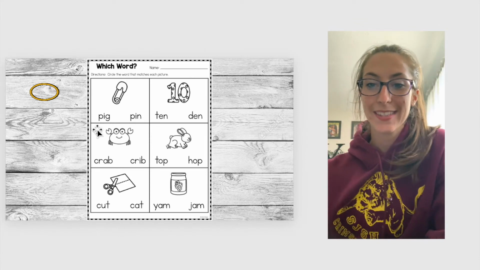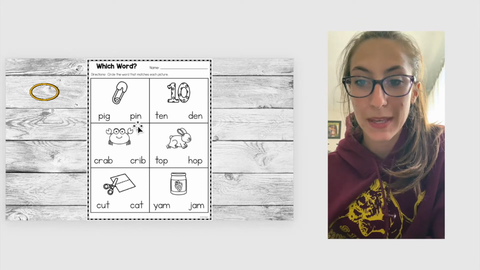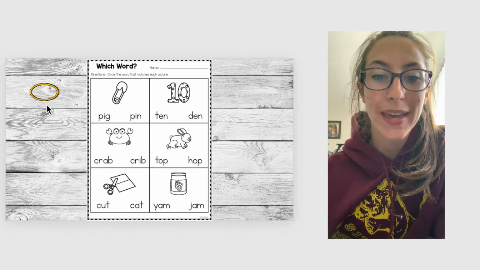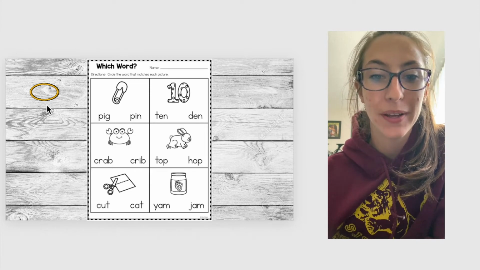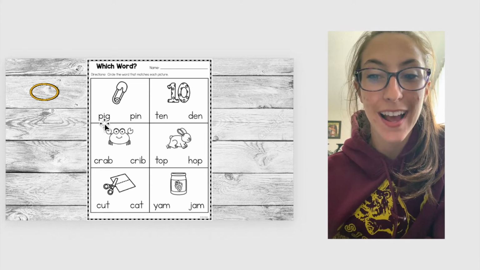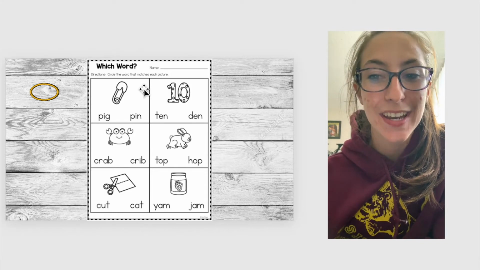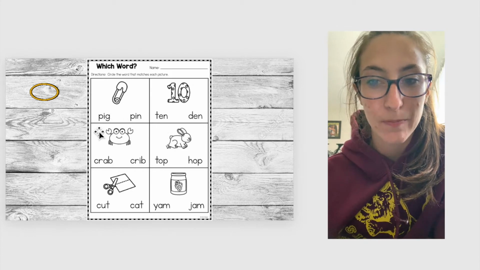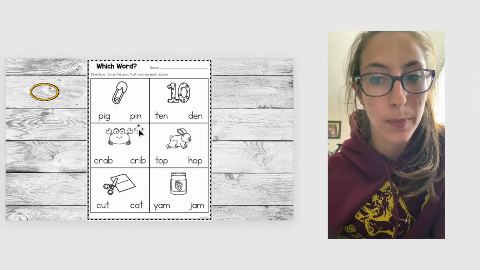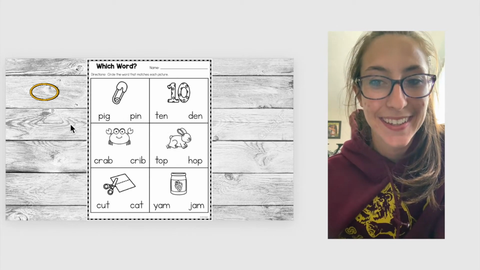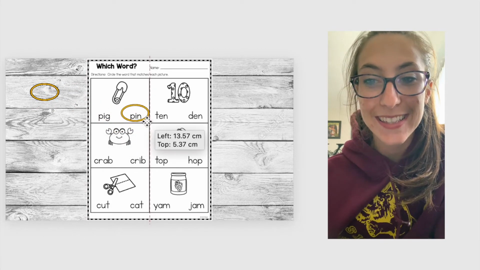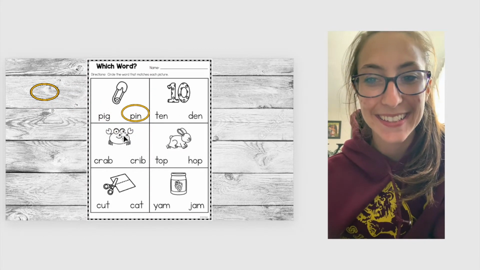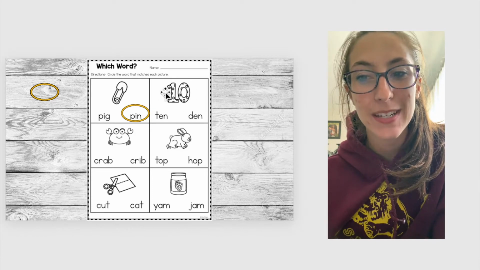All right, so I see P-I-G and I see P-I-N, okay? So pin starts with P. I hear P, I hear eh, which is an I, and then I hear N, which is an N. So which one of these is gonna be the correct one? P-I-G. Or pin. This one, yeah, because it says pin. Excellent.